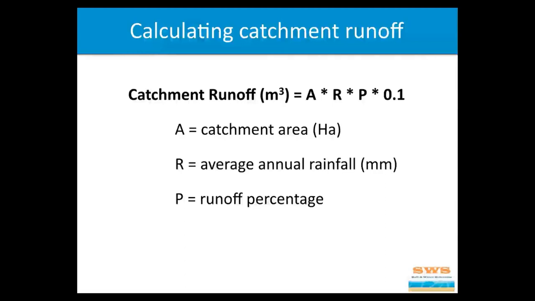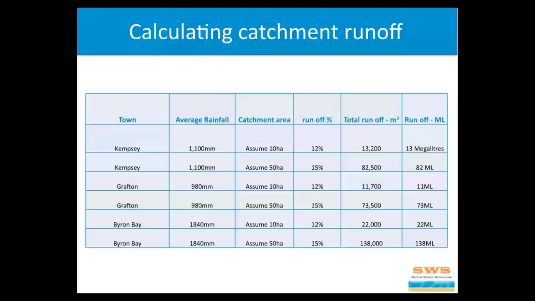So calculating our runoff is simple. We've got a catchment area in hectares, which we can determine using our six maps. Our average annual rainfall we can get from the Bureau of Meteorology, just by looking it up online, and around here that's generally 1,100 to 1,200 millimetres a year. Then there's a runoff percentage, which we looked at before, between 10 and 15%, and a conversion factor of 0.1. All that does is bring millimetres and hectares together into the one calculation. Having that allows us to calculate our potential runoff.